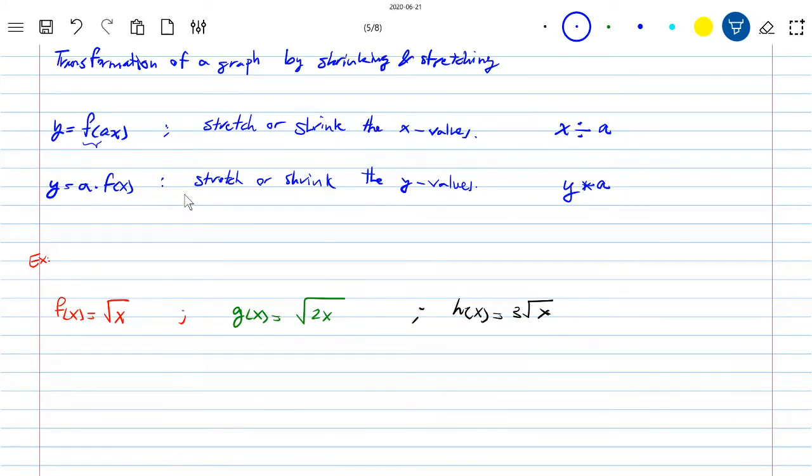have f of ax. That means x has been rescaled by some constant a. A is a real value. It could be a positive number, a negative number. Let's assume it is positive for simplicity. Later on, we will discuss negative values.